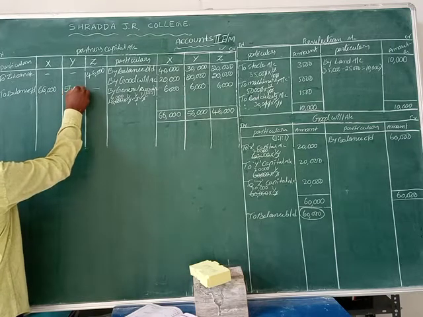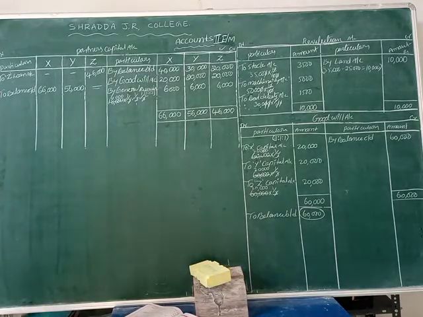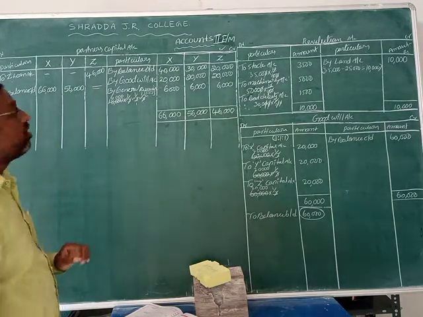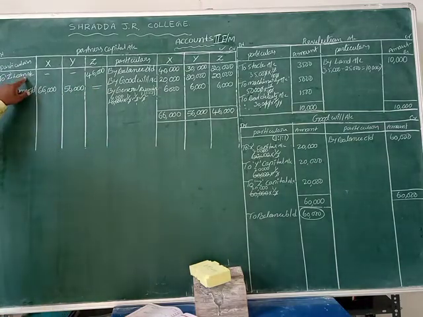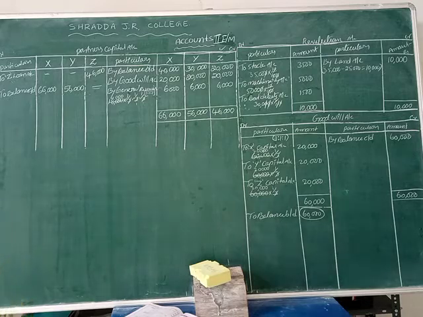rupees. Okay, students. So Z goes out of the business. That's why we cannot write a balance carried on amount for Z. What can we write here? Z loan account. Why? Because the business can give the amount of 46,000 rupees. So we are showing that there. How much amount can we give to Z? 46,000 rupees we can give now. That's why we are showing 46,000 rupees for Z.